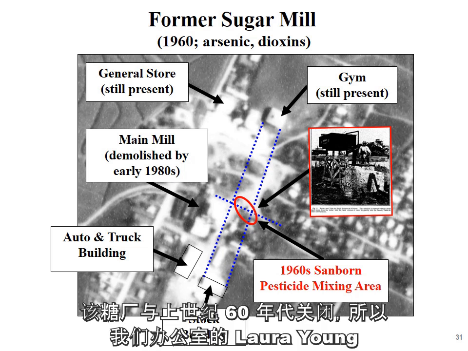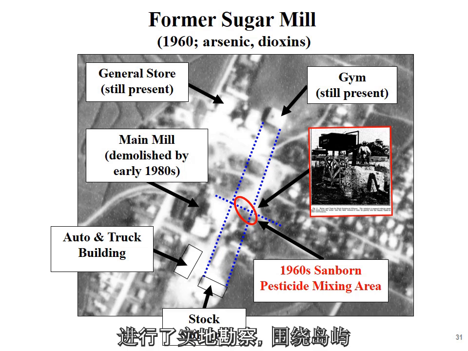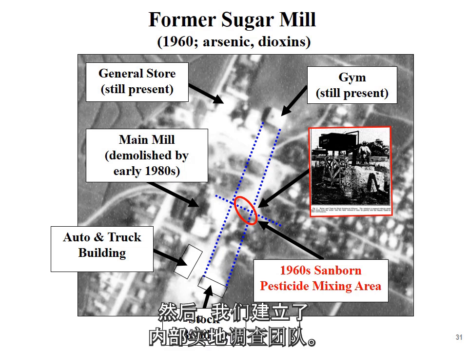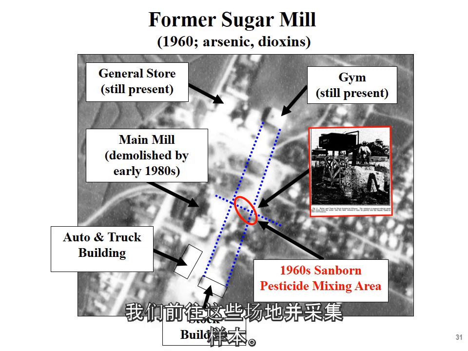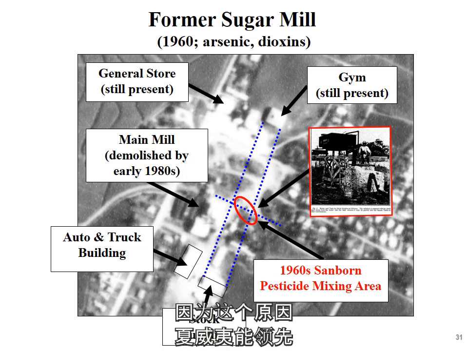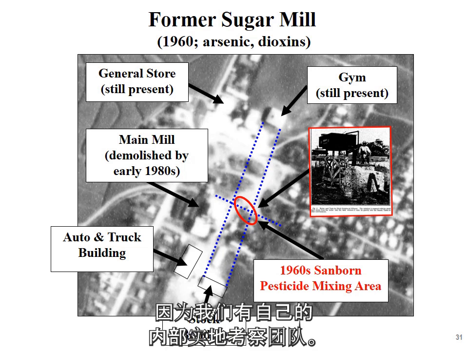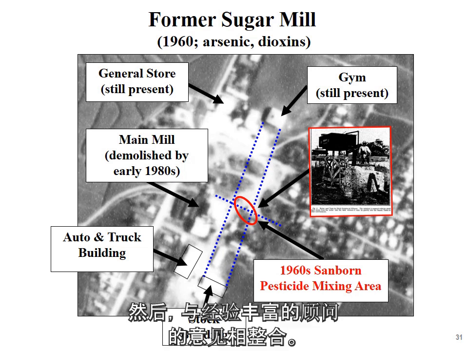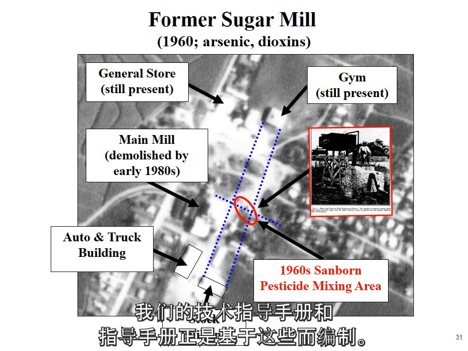So Laura Young in our office, her job is to actually go and look for these abandoned properties around the islands, and then we have our own internal field team. We'll go out and collect samples at these sites. We'll do a DUMIS investigation. That's really one reason, I think, or it is the reason why Hawaii is so far ahead of the other states on this, because we have our own internal field team. So we go out and do this work ourselves, figure out what works, what doesn't, and then combine that with the experience of consultants. That's really what our TGM and guidance manual is based on.